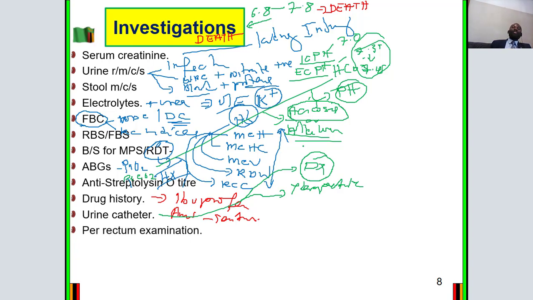Per-rectum examination. Okay. So per-rectum examination, what are we trying to really look at there? It is benign prostate enlargement. Okay. So benign prostate enlargement, it can now cause what? Post-renal. It can obstruct, okay, and lead to accumulation. And these can be examples of BPH. You know, BPH can be benign prostate hyperplasia or benign prostate hypertrophy.